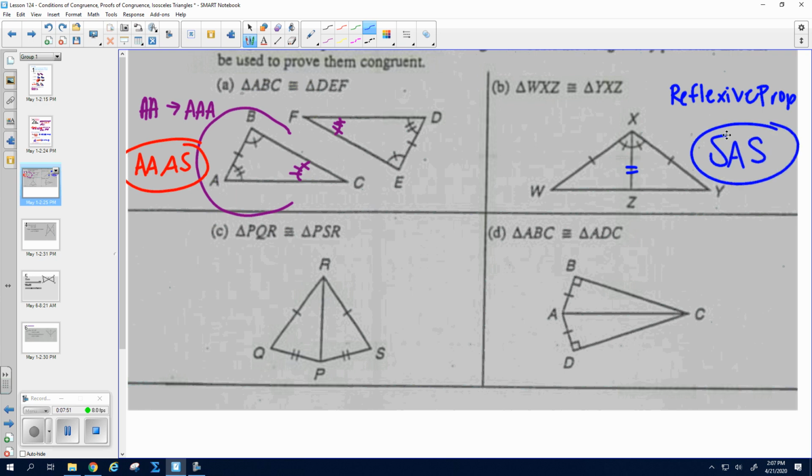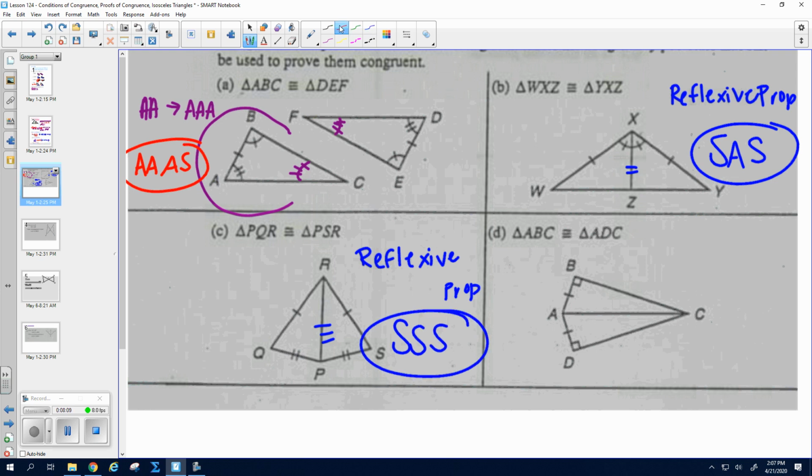Okay, this next one, we have another shared side. So what property is that? Good. So we would write reflexive property. And now my reasoning for this one is side, side, side. Okay, this one's a right triangle. Don't assume that it is HL, but check if it is HL if you have a right triangle. And so we have another shared side. What property is that? Good. It is reflexive property again. So we could say AC is congruent to CA. And then I would use HL. We have a hypotenuse and a leg, and we know it's a right triangle.